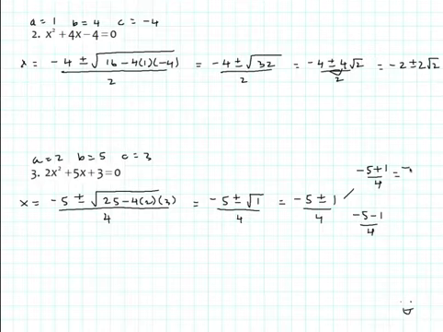Negative 5 plus 1 is negative 4 over 4, and that cleans up nicely to be a negative 1. This will be negative 6 over 4, which doesn't reduce as nicely as the negative 1, but we'll still get negative 3 over 2 when we take out a 2.